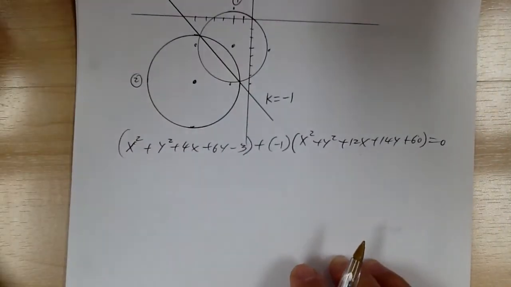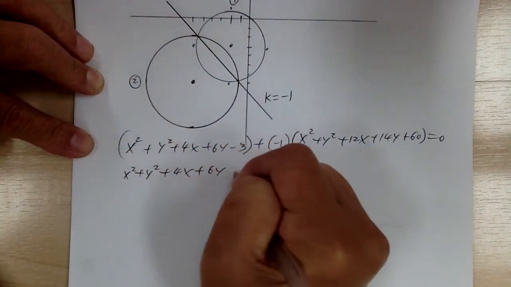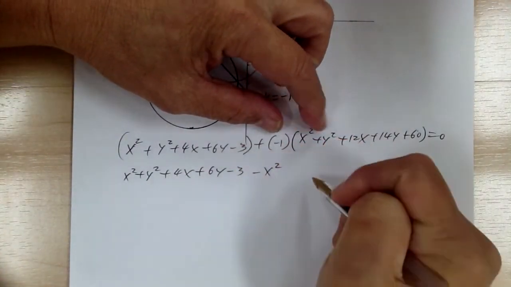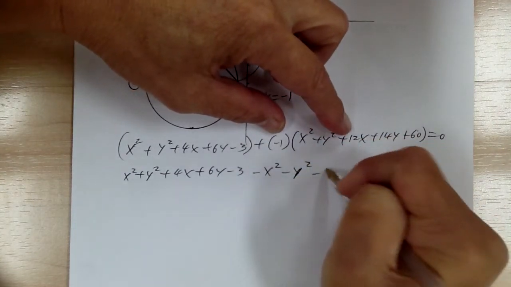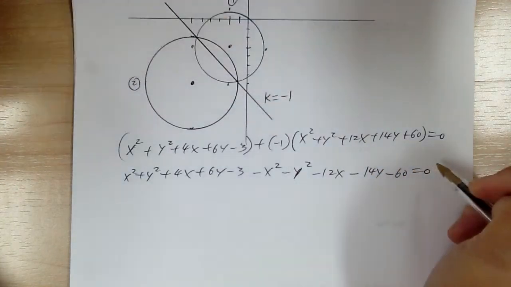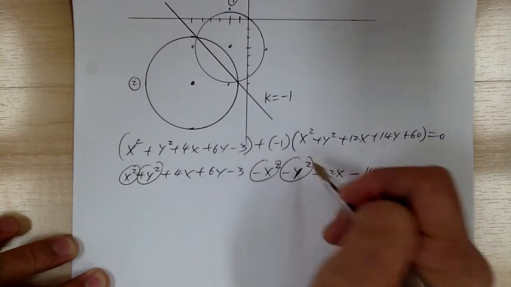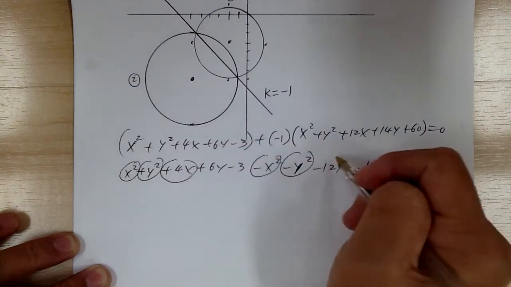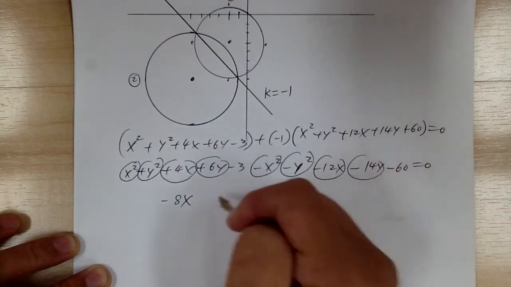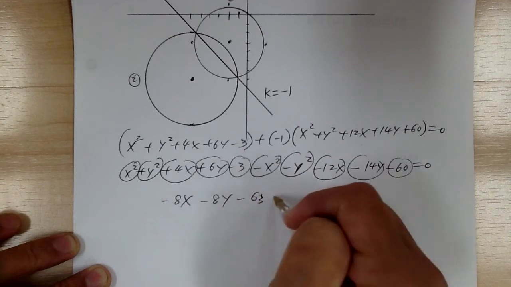Okay, so that's going to multiply out. So you got x squared plus y squared plus 4x plus 6y minus 3. You can use your fingers to distribute to avoid careless mistakes. Okay, and then go and combine terms. So those cancel out. This and this cancel out. And this one and this one will give me -8x. And the y's, this one will give me -8y. And this one will give me -63 equal to 0.